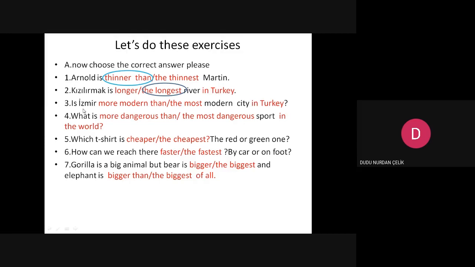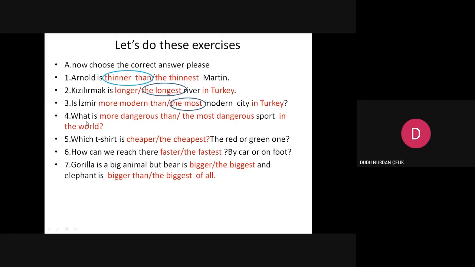Here is a question. Is İzmir more modern than, or the most modern city in Turkey? As I said, at the end of the sentence, in Turkey, we are comparing all of the cities in Turkey and talking about İzmir. So we say, is İzmir the most modern city in Turkey?